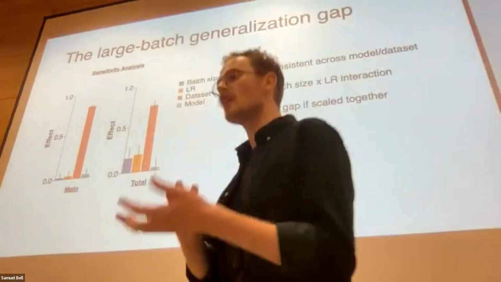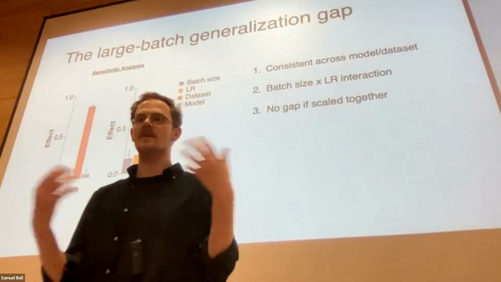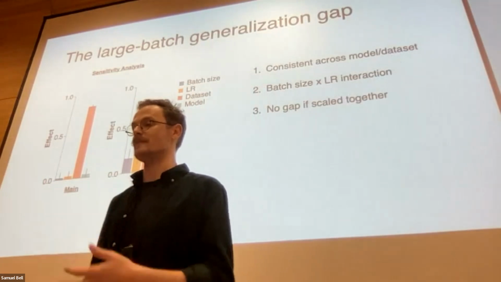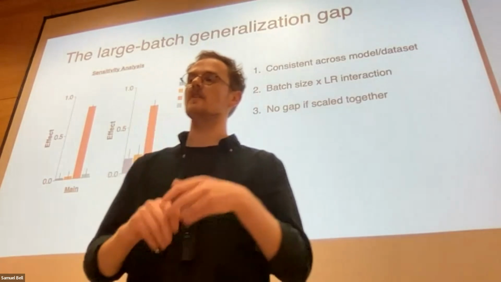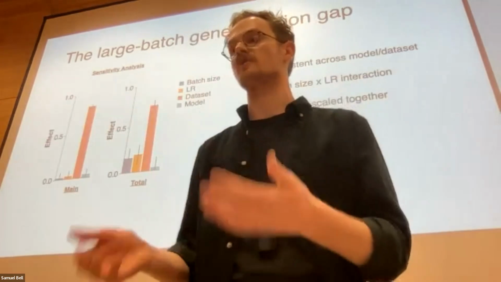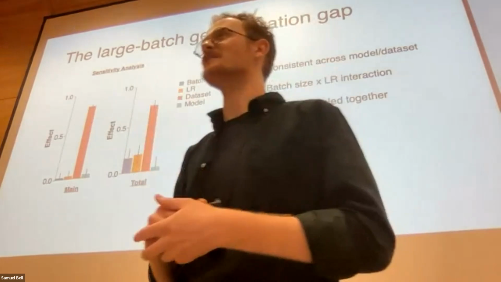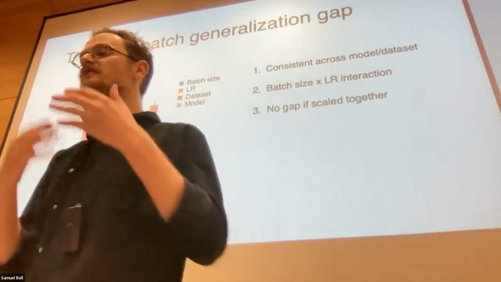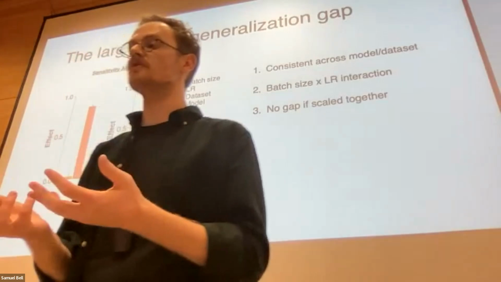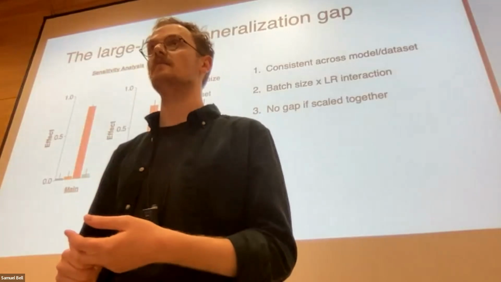So just to draw a couple of conclusions here: is there a large batch generalization gap? Does test performance necessarily drop as you increase batch size? First of all, we find results that are consistent across model and data set where training was successful. It's an annoying caveat. We're finding that there's an interaction between batch size and learning rate on the test accuracy. And according to our analysis, we don't think there's a generalization gap if you properly scale learning rate.